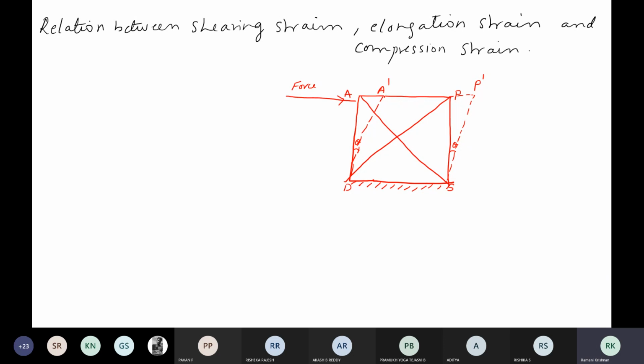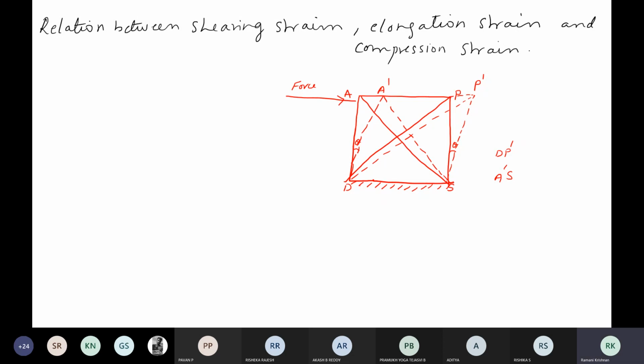Because of this, I have a new diagonal. This diagonal got shrunk, compressed. Can you see? A dash S is smaller than AS. So I get a compressed diagonal, that is A dash S. And DP becomes elongated. It got elongated to DP dash. You can see from the length of the diagonal itself. Is it clear, students?